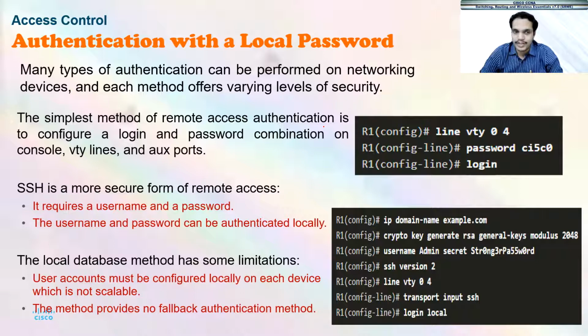Then the other way of doing it is to configure SSH. We studied SSH in the first module also. It requires a username and password. It goes through the local database, and it also encrypts all the traffic that goes through SSH. But using such a local database has two primary limitations. The first limitation is user accounts must be configured locally on each device, which is not scalable. It's not possible to write down all the accounts, usernames and passwords onto each and every device. Second, there is no fallback authentication method. If this fails, there is no other way to get around it. So the entire system goes to failure.